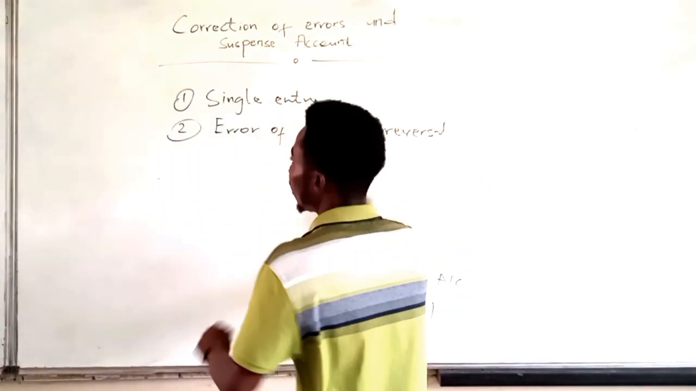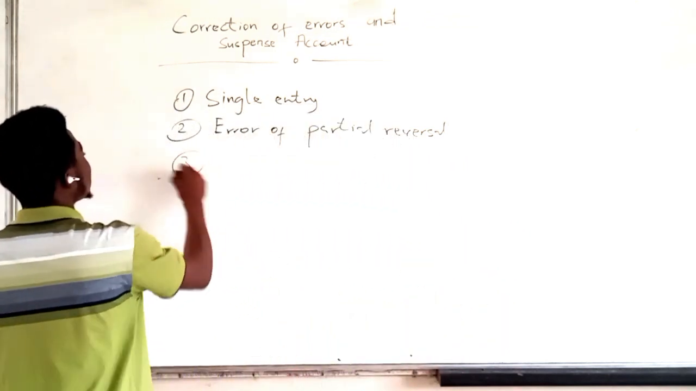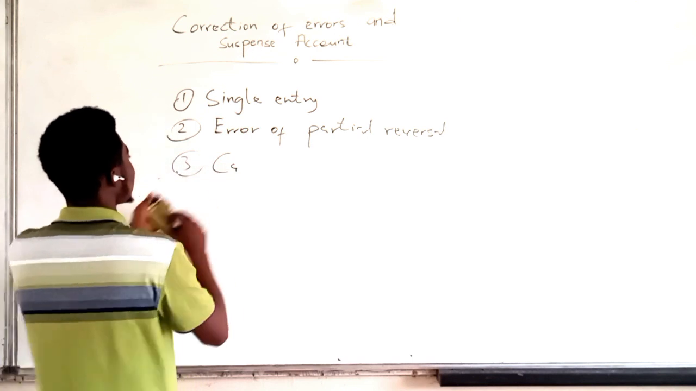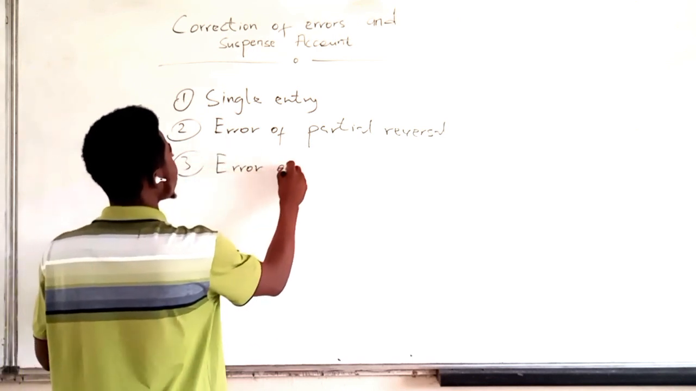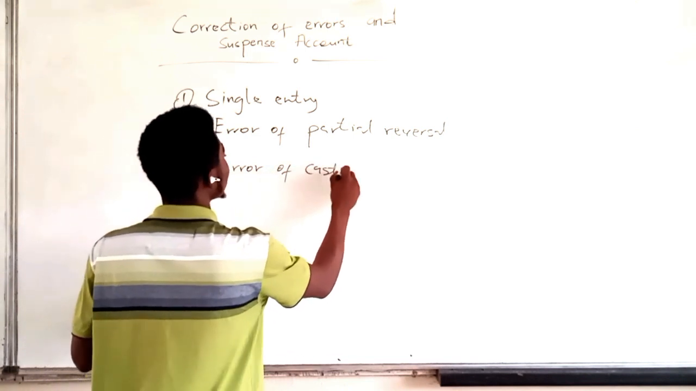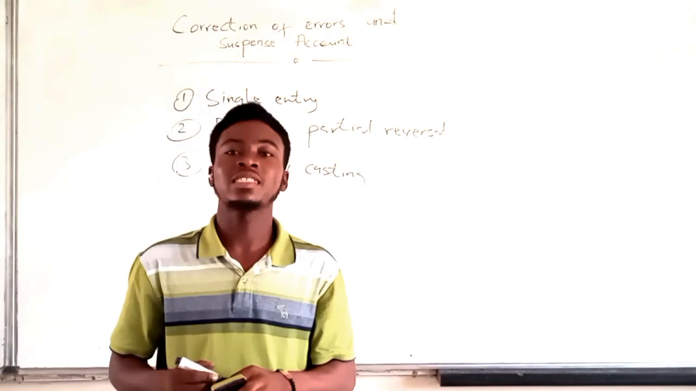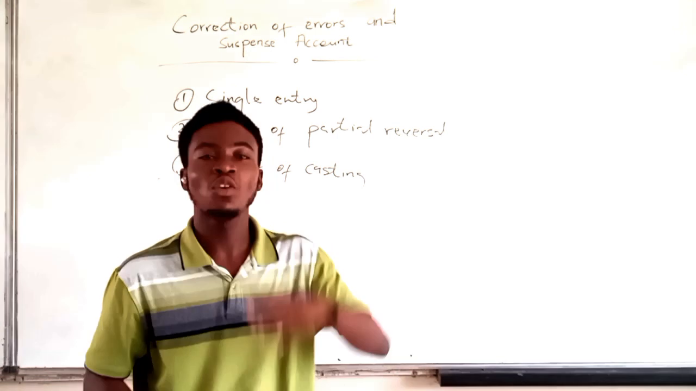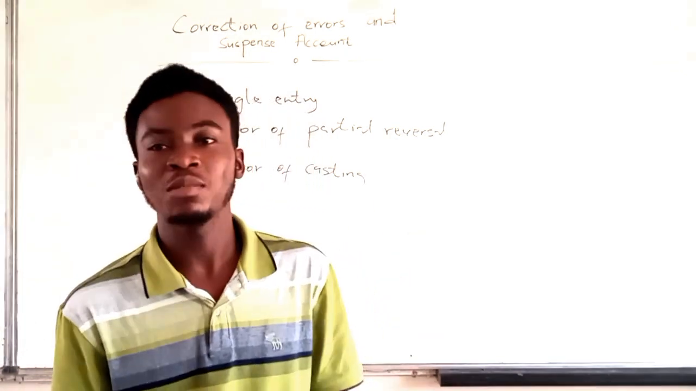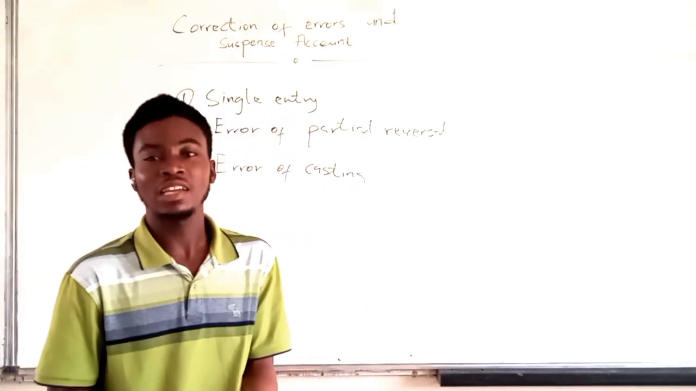So let's go to another error that affects the agreement of the trial balance. The third one is error of casting. When you say error of casting, you have two types of casting, that is either overcast or undercast. When an error is overcast, it affects the agreement of the trial balance, and when an error is undercast, it also affects the agreement of the trial balance.